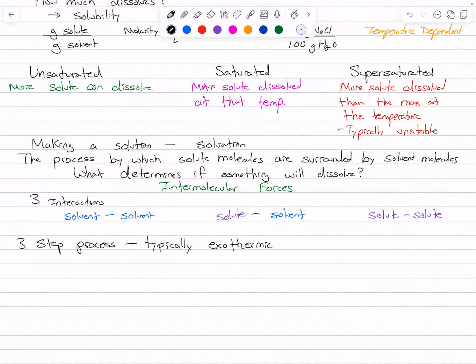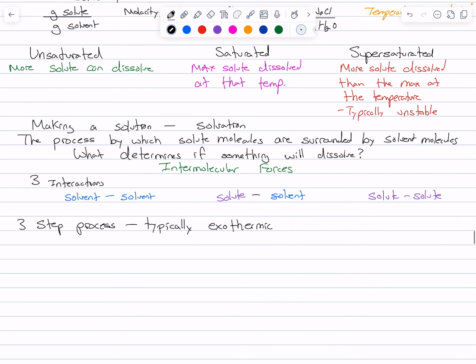Most things, when you put them in water, though, release heat. Energy is released, right? Because if energy is released, it means it's more stable. It's energy favored. All right, three steps. First step would be the solute particles have to separate.